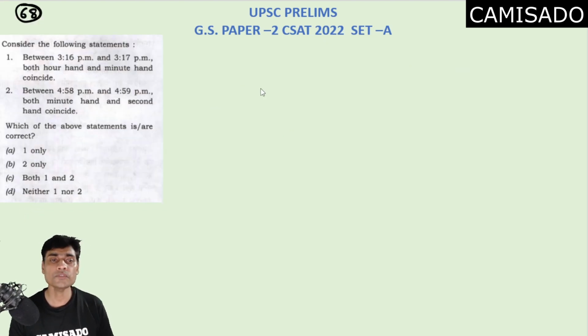Now next, between 3:16 PM and 3:17, both hour and minute hand coincide. Yes, between these it always happens that the hour and the minute hand coincide, so it is correct. Between 4:58 PM and 4:59 PM, both minute hand and second hand coincide. Actually friends, the minute hand and the second hand always coincide every minute, therefore it is also correct. So the correct option is C. Both 1 and 2 are correct statements. C is the right option.